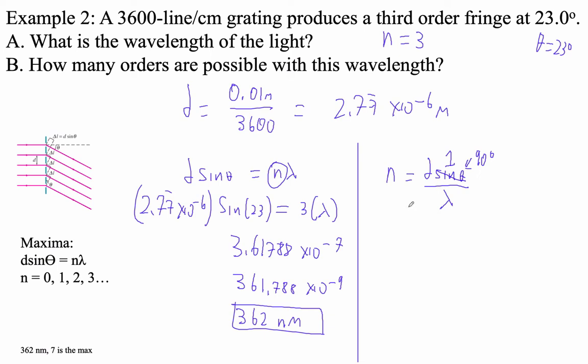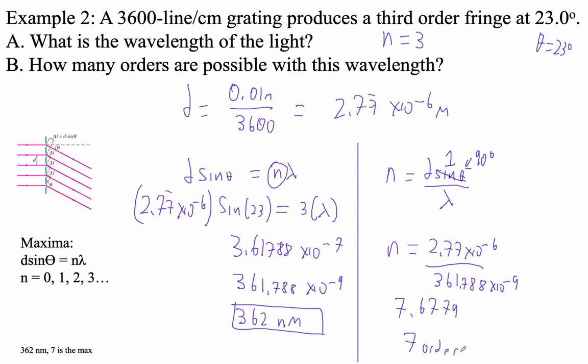So if I take 2.77 times 10 to the minus 6th and divide that by 361.788 times 10 to the minus 9th, so that guy divided by this guy, I get that it's 7.6779 orders. Well, you either have an order or you don't, so we only have 7 orders.